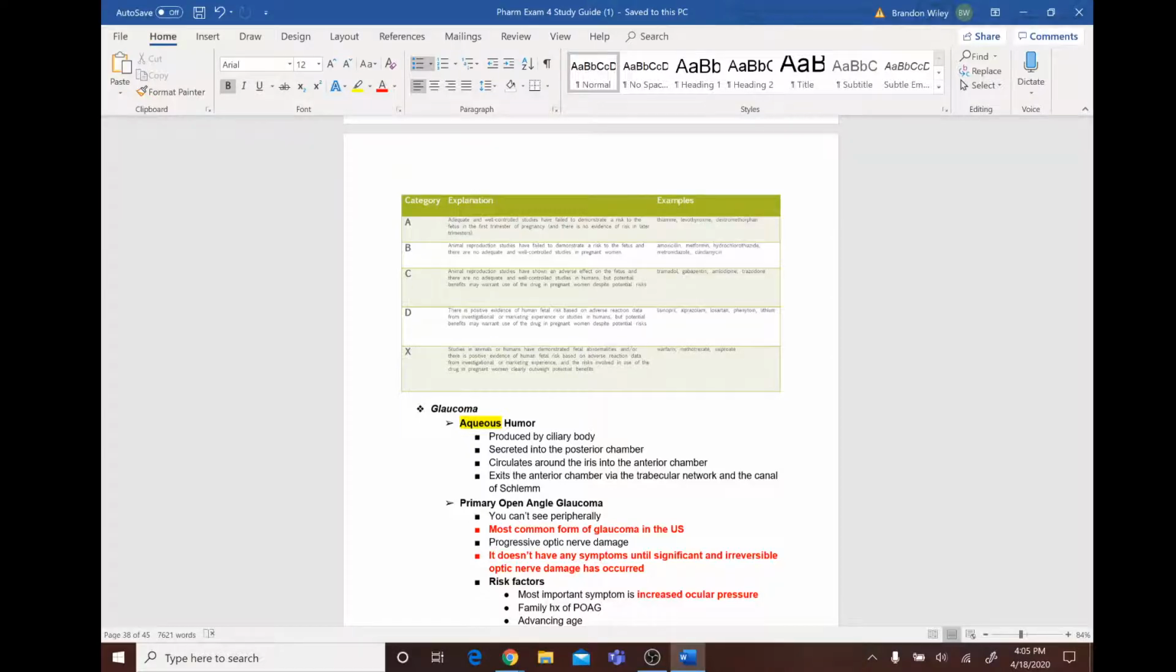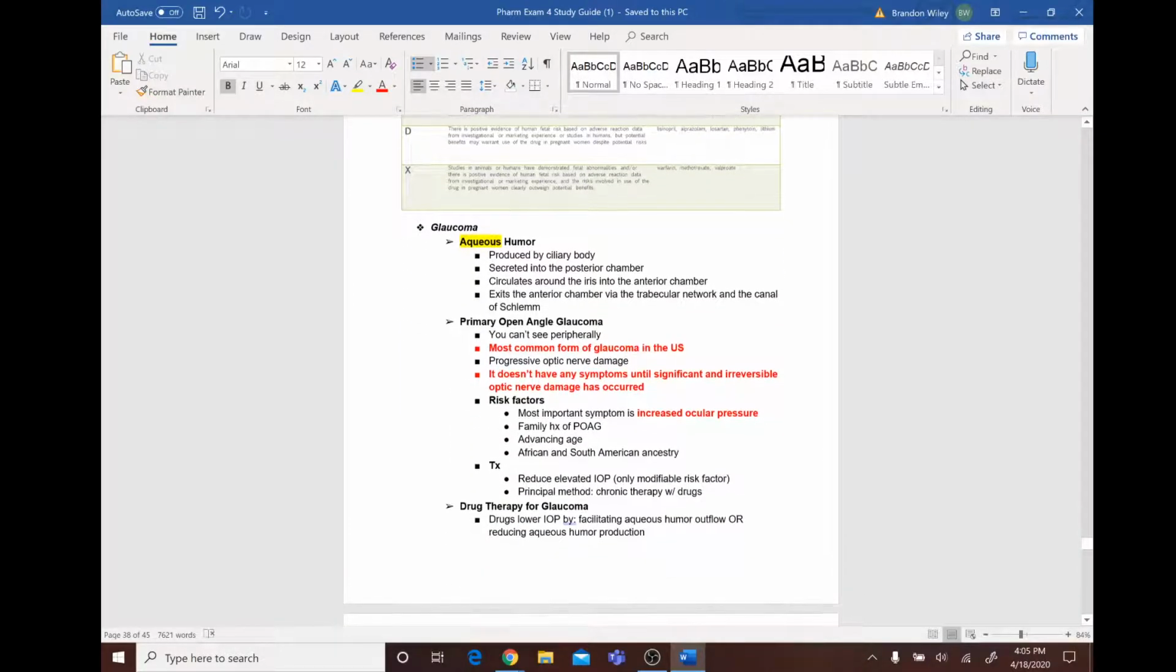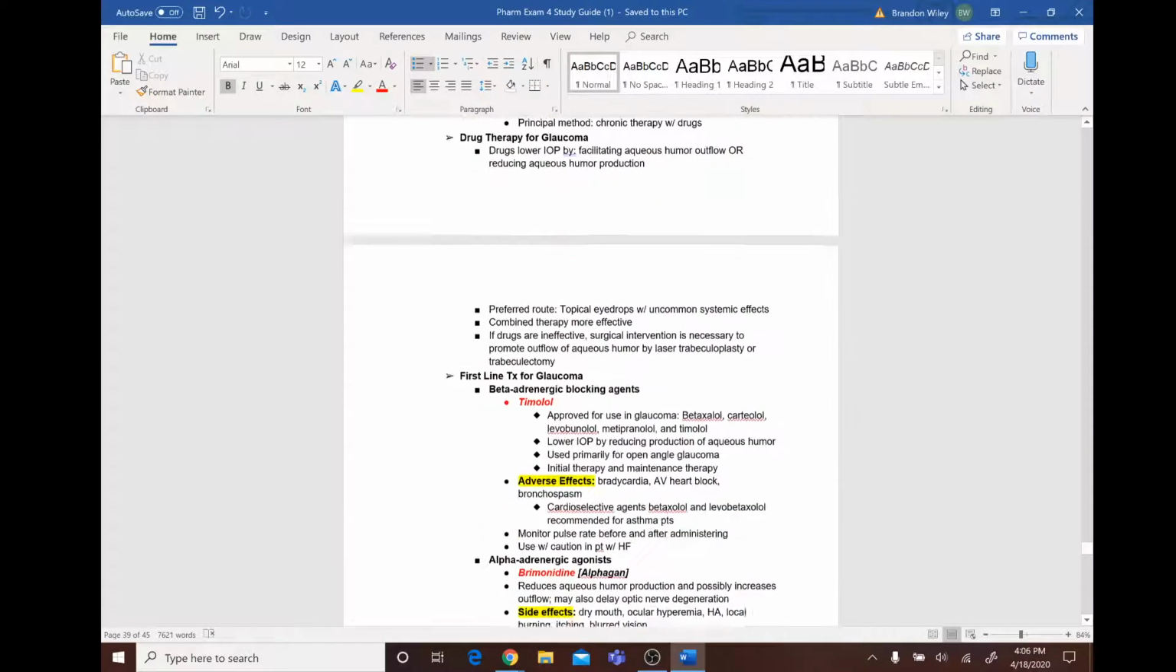Some examples of category X drugs: warfarin, methotrexate, and valproate. What is the route of aqueous humor? Produced by the ciliary body, secreted into the posterior chamber, circulates around the iris into the anterior chamber, exits the anterior chamber via the trabecular meshwork and the canal of Schlemm.